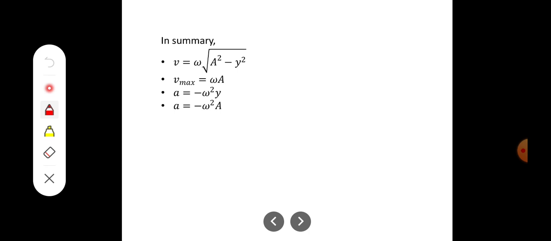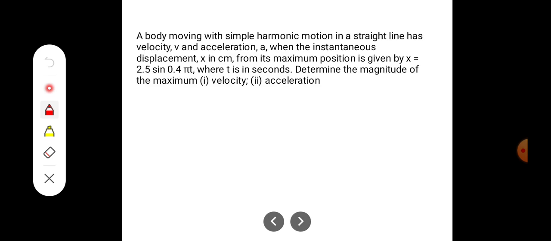In summary, look at the formulas there. We have v equal to omega root a squared minus y squared. Then Vmax, the maximum speed, is omega a. Acceleration is minus omega squared y. Maximum acceleration is minus omega squared a. The last one is maximum acceleration, so please correct that.